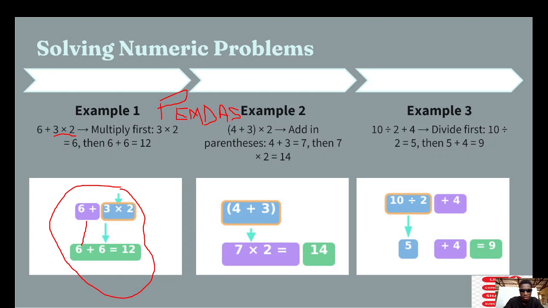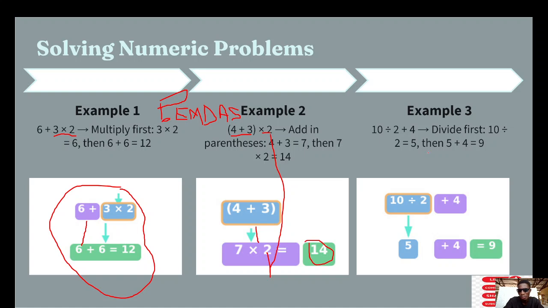Example number 2. So we have 4 plus 3 in a bracket times 2. So in here, there is what? P. So what you do is that there is a parenthesis, or there is a bracket. You do the bracket first, that is it, giving you what? 7, and then you multiply it by the 2. So you bring down this 2 here, and this is it. Then you get 14. All right. I believe that we are following.